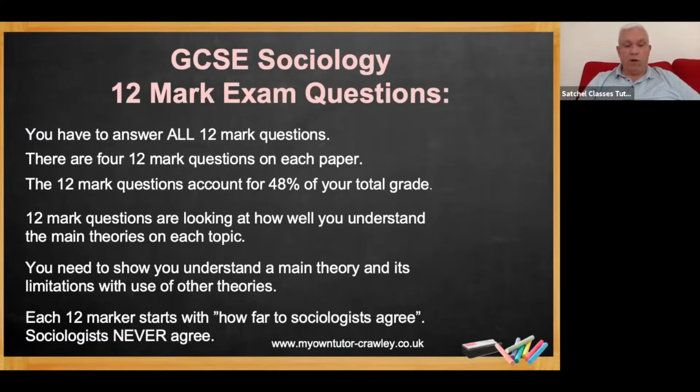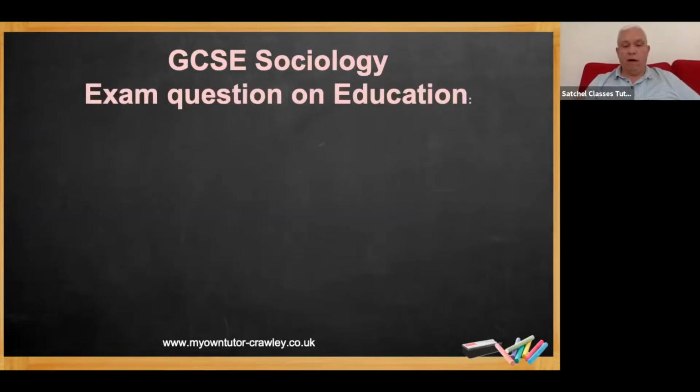Each 12 marker starts with how far sociologists agree. Sociologists don't agree. There's a fundamental thing that they never agree on anything, which is quite annoying for people who are scientists, who say, well, which is the correct theory? There isn't one. It's what you think and why you might think it. So don't worry about the fact that they don't agree. That's the whole point of it.